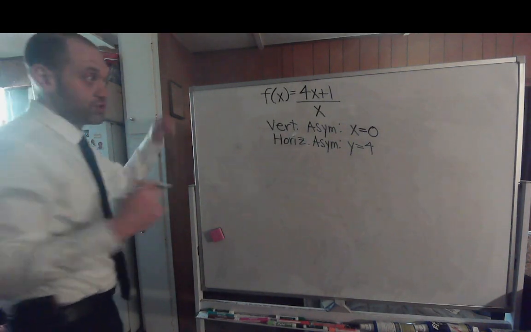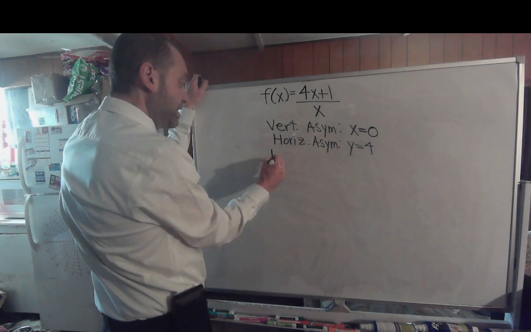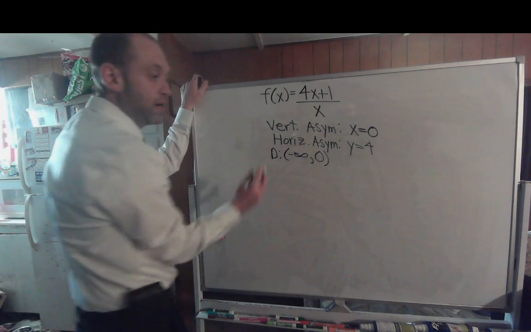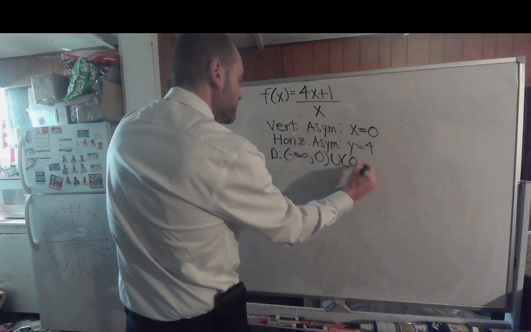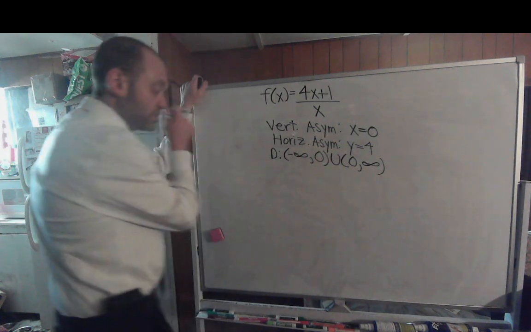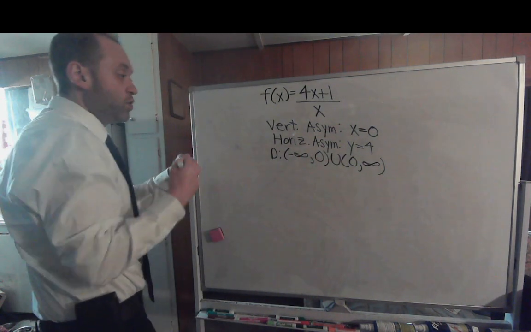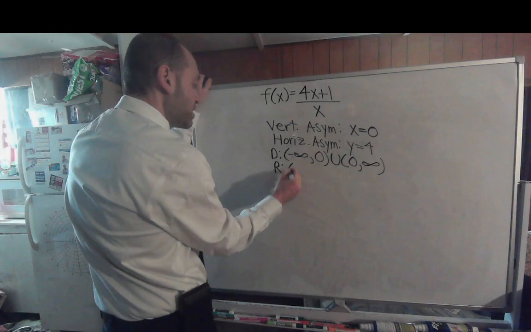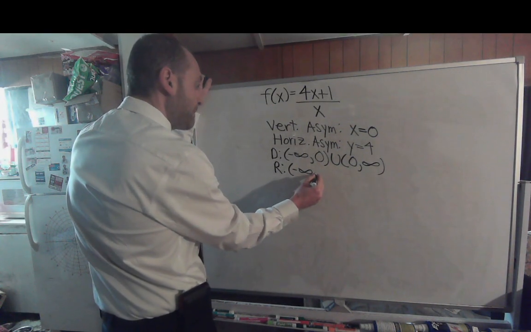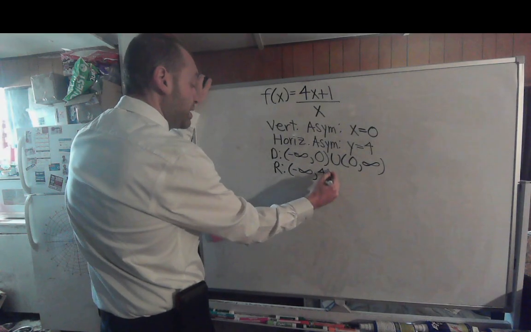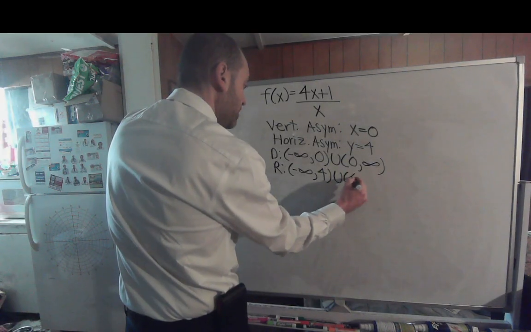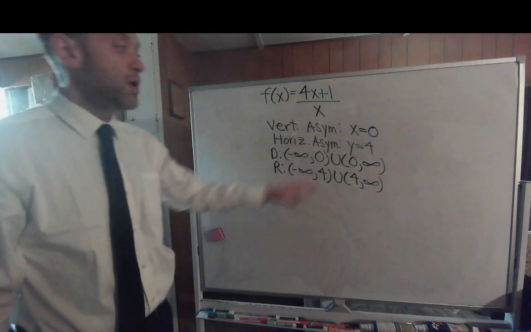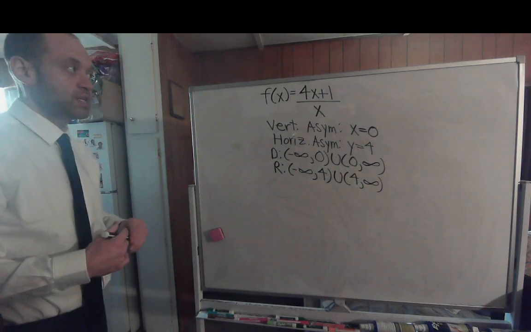Now we could talk about your domain. Your domain can be literally anything except x equals 0. So the domain is from -infinity to 0 non-inclusive in union with 0 to infinity non-inclusive. Now if you have a horizontal asymptote at y equals 4, that means your range would go from -infinity to 4 non-inclusive in union with 4 non-inclusive to infinity. So you'll get infinitely closer and closer to a y value of 4, but you'll never actually reach it.